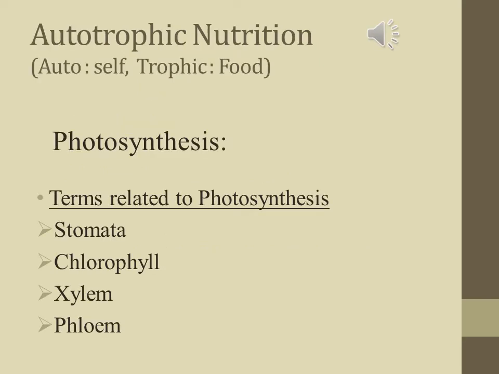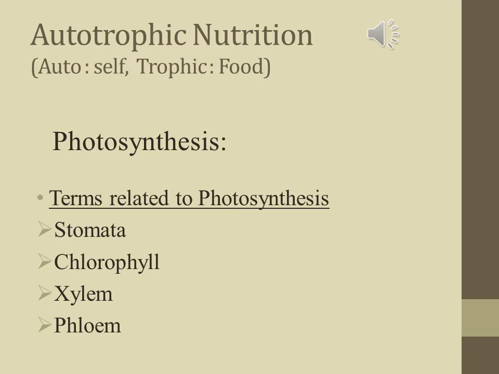Now we will see about the autotrophic mode of nutrition. Auto means self and trophic means food. So the organisms which can prepare their own food are known as autotrophs, and the process of synthesizing this food is called autotrophic nutrition. The examples for autotrophic nutrition are all the green plants. All of you know that green plants can prepare their own food, so they are considered under the autotrophic mode of nutrition. Cyanobacteria is also another example for this mode of nutrition.